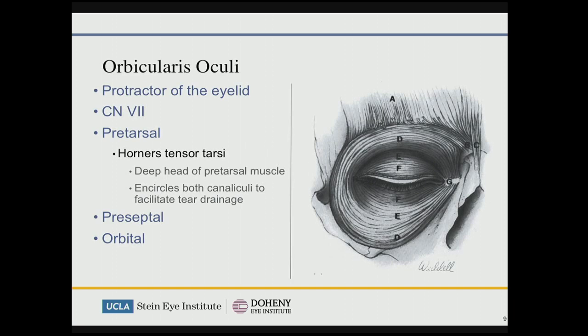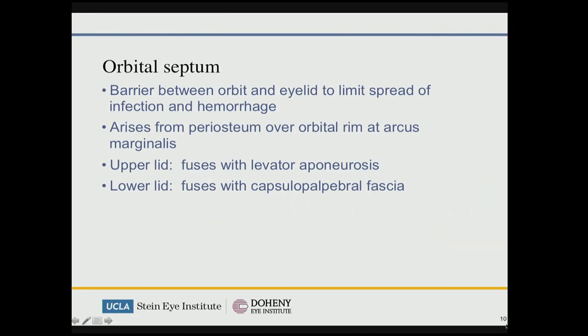So jumping into the eyelids, the orbicularis oculi is the main protractor of the eyelid. And it has a pretarsal, preseptal, and orbital portion. And the Horner's tensor tarsi is the deep head of the pretarsal muscle. This encircles both canaliculi to facilitate tear drainage. So the orbicularis is important not only in eyelid closure and in blink, but also in tear physiology.